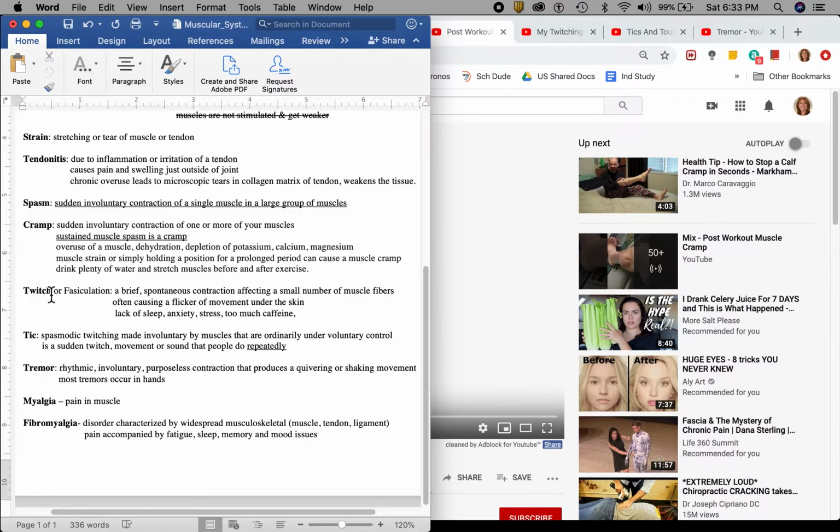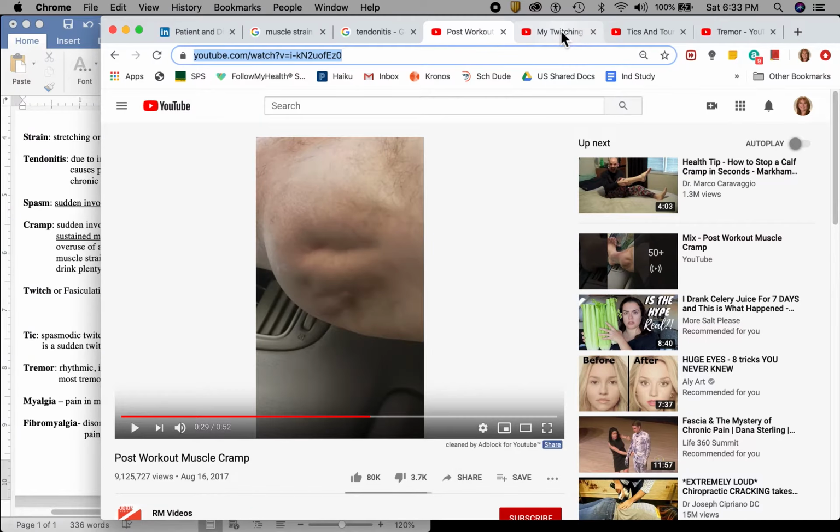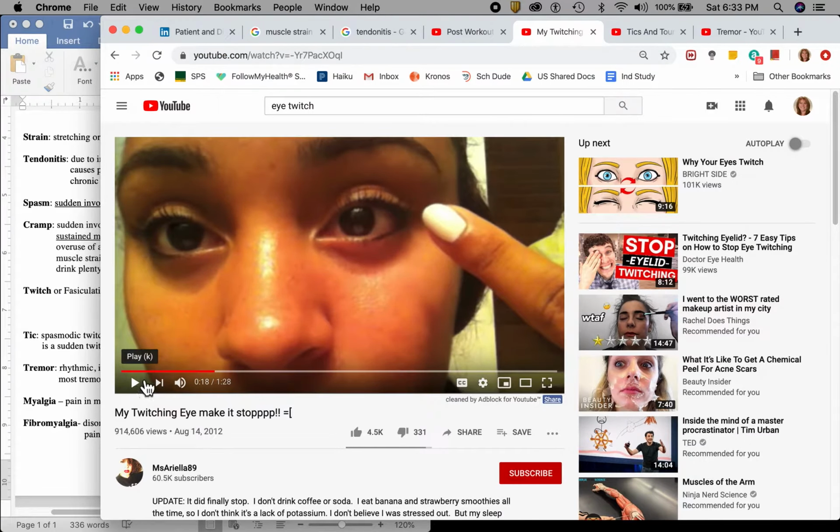The next imbalance is going to be a twitch, often called a fasciculation, but we're going to learn it as a twitch. This is a brief, spontaneous contraction also, but it's just a small number of muscle fibers, not the entire muscle itself, often causing a flickering movement under the skin. It can be, as you can see, lack of sleep, anxiety, stretch, too much caffeine. And I have a video here of a girl whose eyelid is twitching, and you can see it's going to be right up in here.